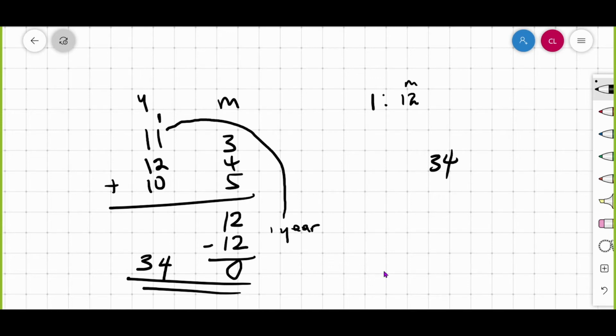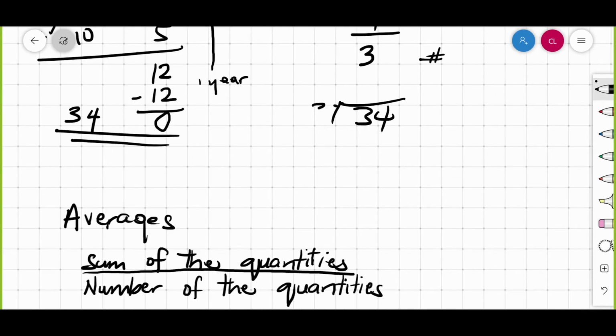Now, how many girls were we talking about? 3. So we're going to divide the total by 3, which is the number of girls. Now 34 divided by 3. 3 into 30 goes 10 whole times. So we have 30, and when we subtract, we have 4. So the average age is 10 years, and this 4 would be 4 months out of the year. So it's 10 years and 4 months. That's what they say the average age is.